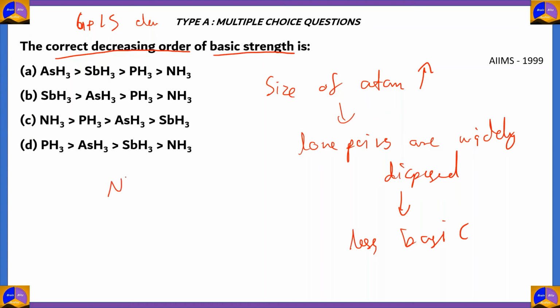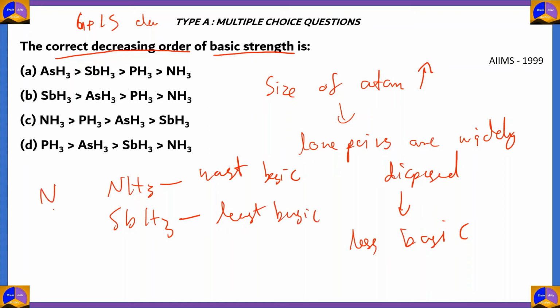So therefore, NH3 is most basic, and SbH3, which is the hydride of antimony, will be the least basic, and it follows the order N, P, As, and Sb because the atomic radius increases as we move down the group. So the basicity decreases as we move down the group. So therefore, option C, NH3 greater than PH3, greater than AsH3, greater than SbH3 is the right option.